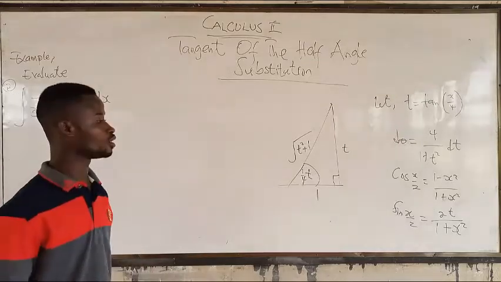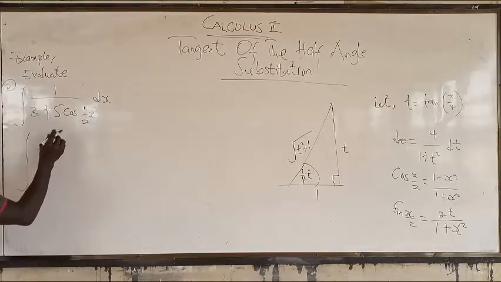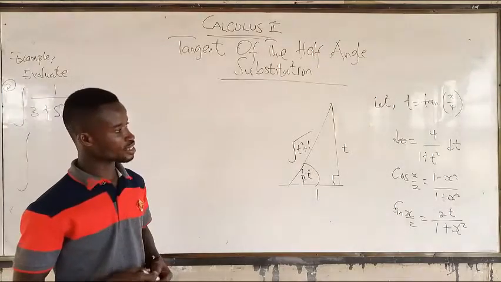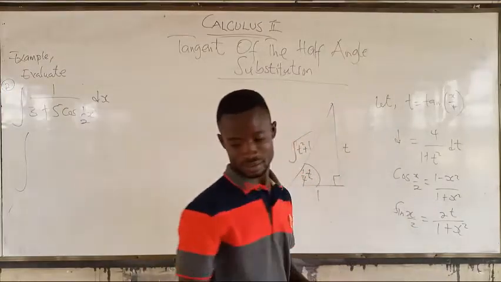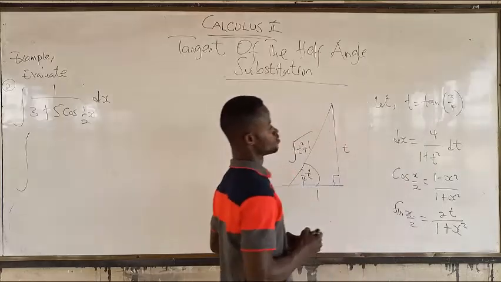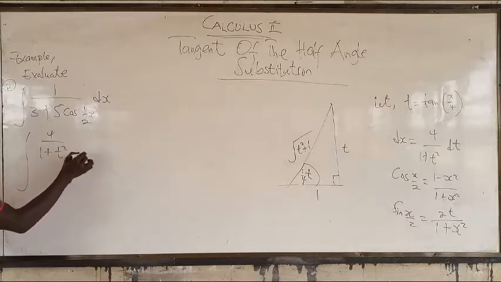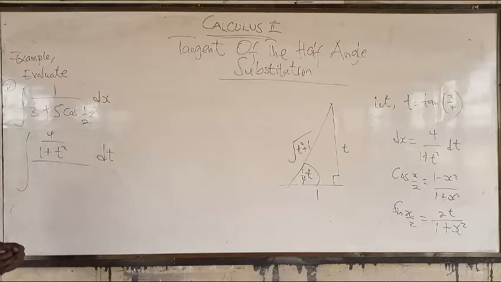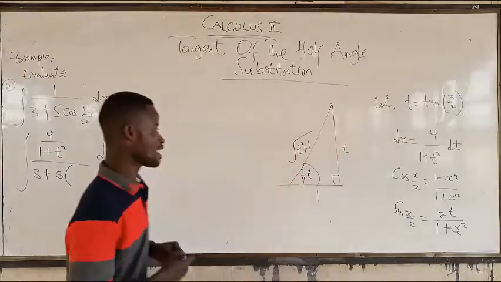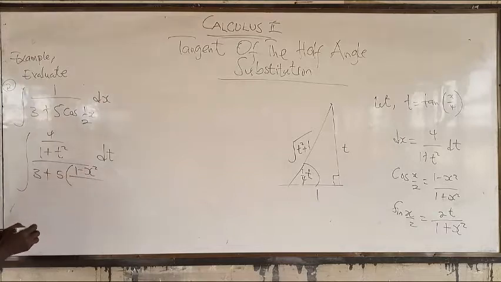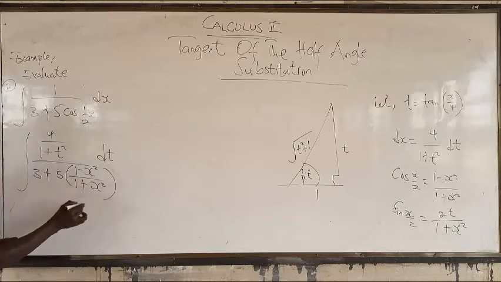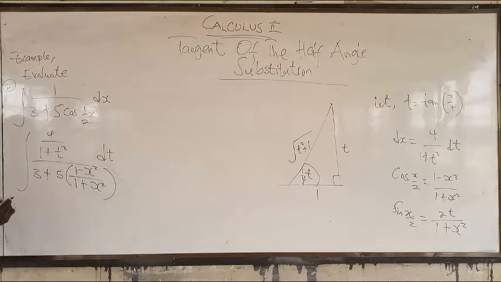All right, so that is all. So let's just start and do the substitution. So here the ds, the ds is what? The ds is giving us 4 over 1 plus t squared dt, all this over 3. The cos of the half angle is 1 minus, 1 plus, now this is 4 over 1 plus t squared.